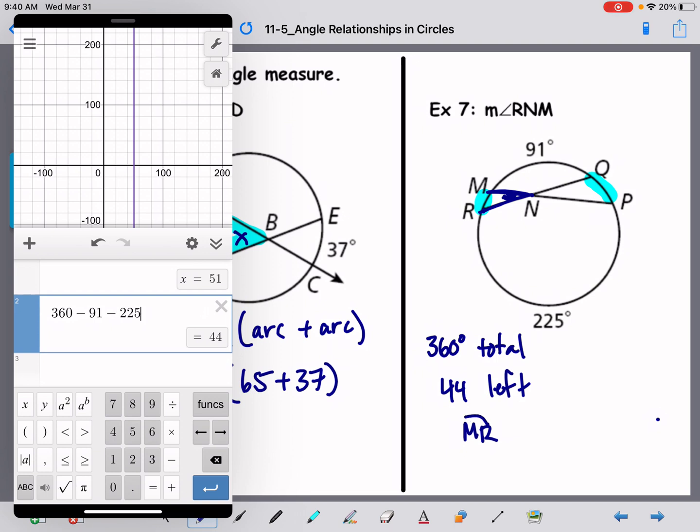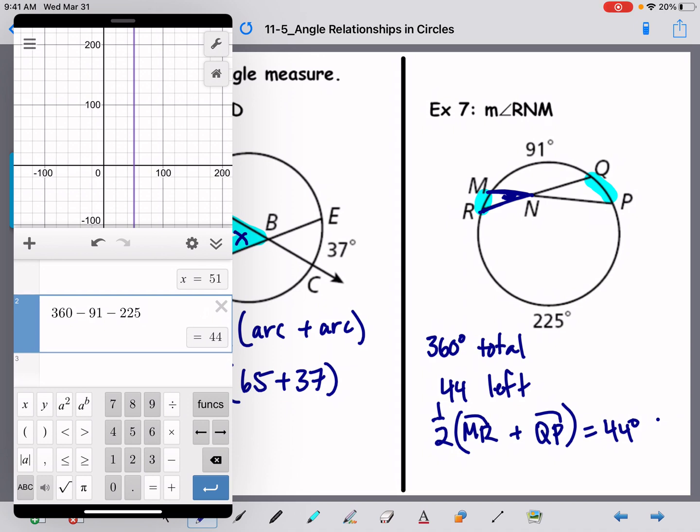That means that MR and the QP have 44 degrees to share between the two. Does it really matter if I know how big MR is or how big QP is? Because in my formula, I'm just going to end up taking half of whatever it is when I add those two together. So it doesn't really matter if I don't know what they are as individual pieces. What's important is I know how much they equal together, because that's what I need half of.